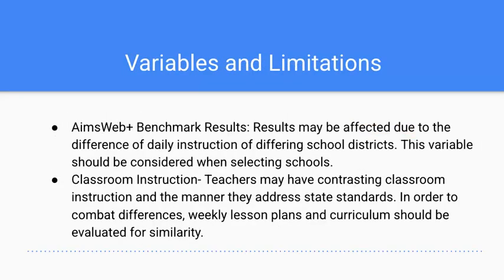Variables and limitations. AimsWeb Plus benchmark results. Results may be affected due to the difference of daily instructions of different school districts. This variable should be considered when selecting schools for the study. Classroom instruction. Teachers may have contrasting classroom instruction in the manner they address state standards. In order to combat differences, weekly lesson plans and curriculum should be evaluated for similarity.